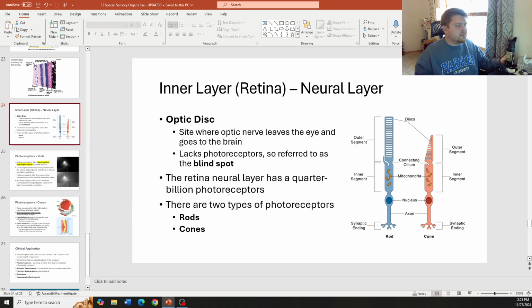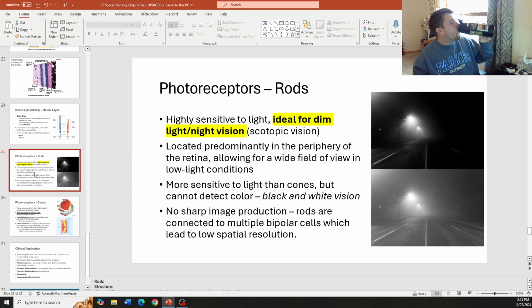And there are two types of photoreceptors. We have our rods, and our cones. It literally looks more like a cone shape. I put a lot of information in here, so I'm going to point out the very specifics that I want you to know.